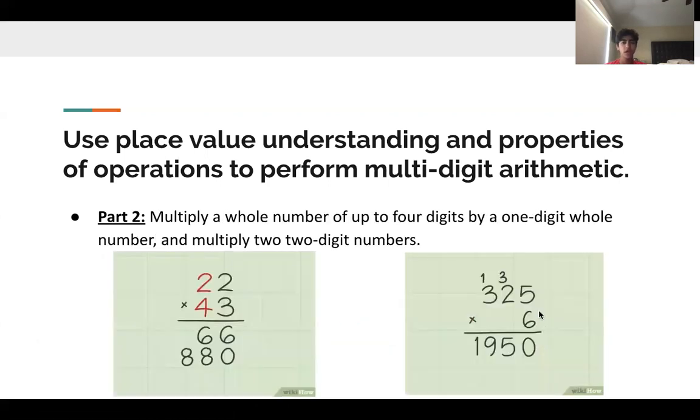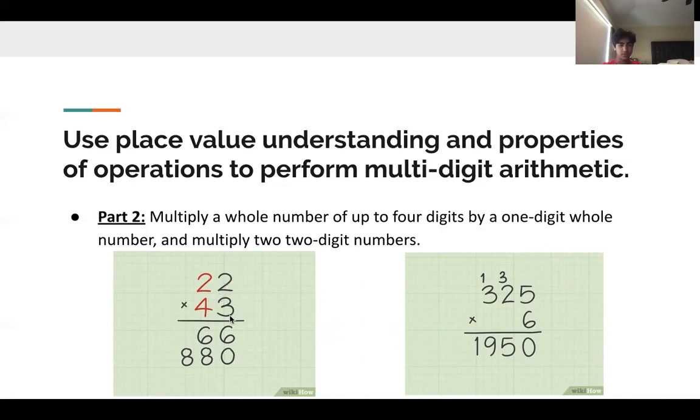Now, finally, you want to use the place value understanding and properties of operations to perform multi-digit arithmetic. And that basically means, can you multiply 2-digit numbers together, or 2-digit by 2-digit, or can you do 3-digit by 1-digit, stuff like that. So let's look at this first example. We're going to use standard algorithm again for multiplication. As usual, we go from top right to bottom left.